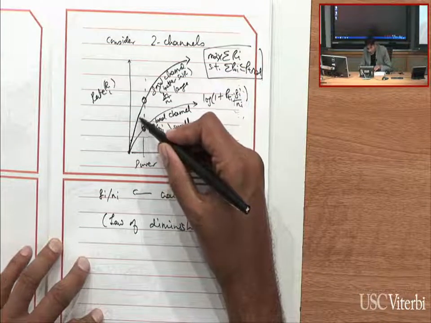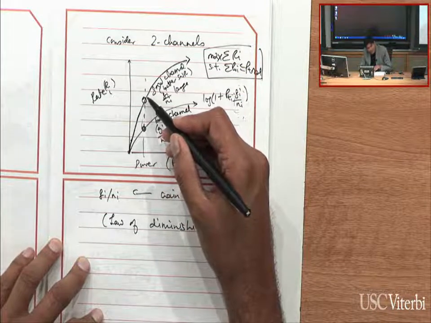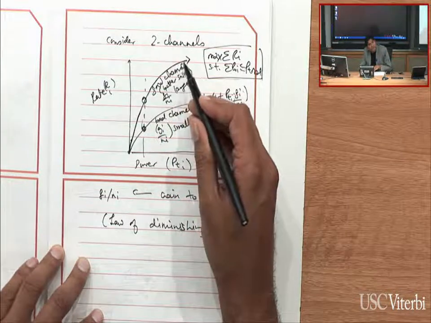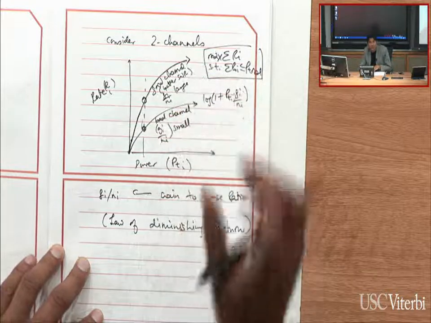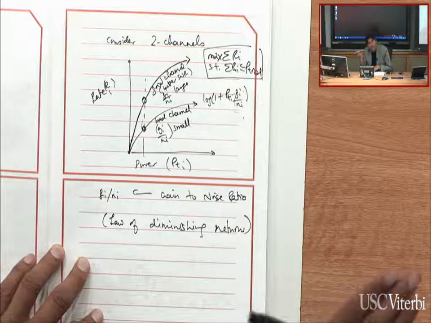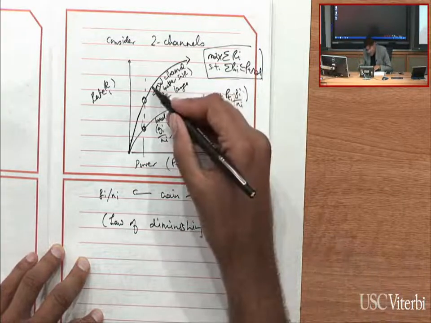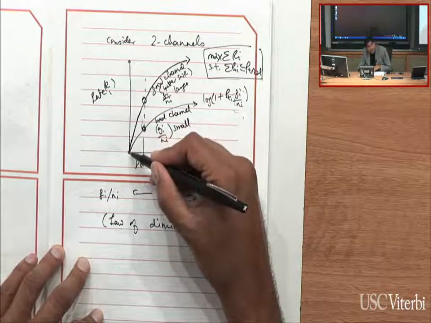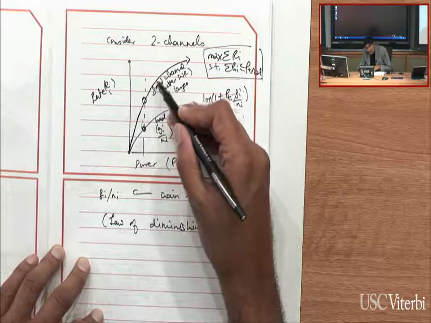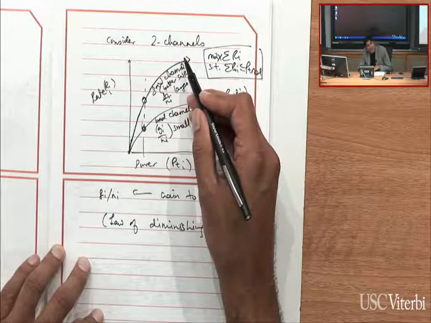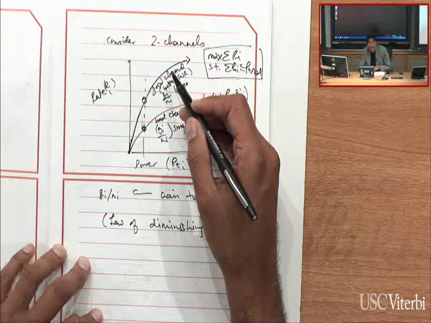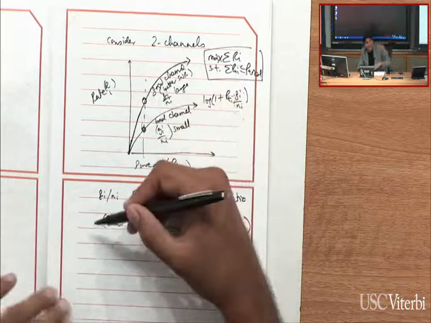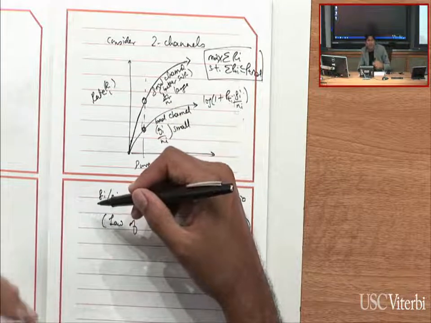But eventually, after I allocate enough power to the good channel, its additional rate starts to get smaller and smaller and smaller. This is the law of diminishing returns. The slope is getting smaller and smaller. At some point, the slope for the bad channel early on is higher than the slope for this good channel later on. In other words, a good channel that already has a lot of power is going to give you a little bit less additional rate than the bad channel which has very little power in it currently.